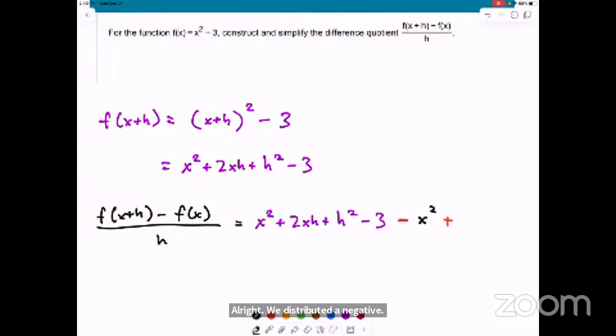Uh-oh. What is this? These people are getting on my nerves. Whatever. I mean, it's going to be okay. What is that? Plus 3. Okay, all over h, right?